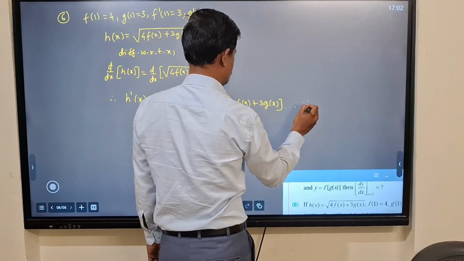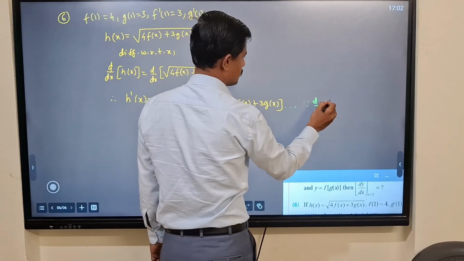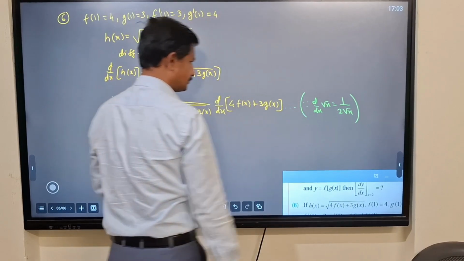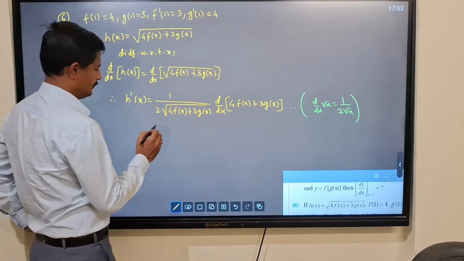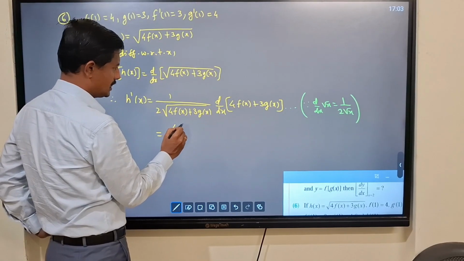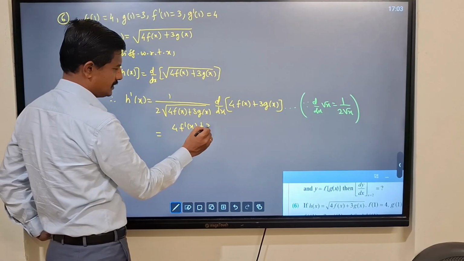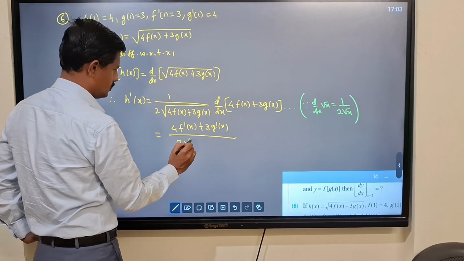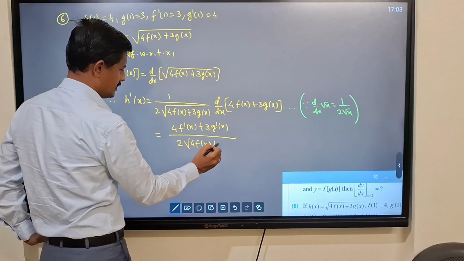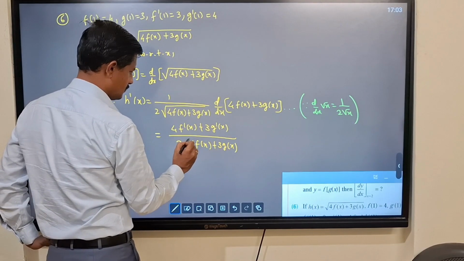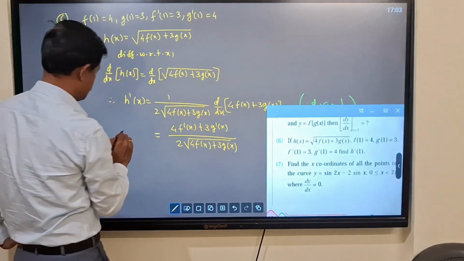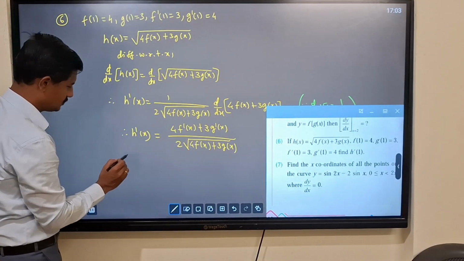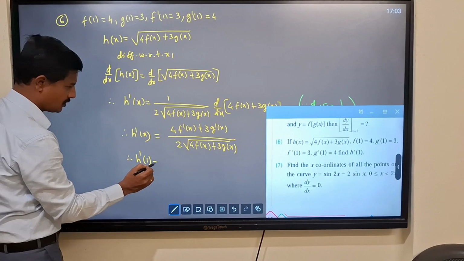Here we use the formula d dx of square root of x is 1 upon 2 root x. Now, differentiation of this is 4 f prime of x plus 3 g prime of x upon 2 root 4 f of x plus 3 g of x. This is h prime of x. But we want to find out h prime of 1. Value of x is 1. Therefore, h prime of 1 is what?